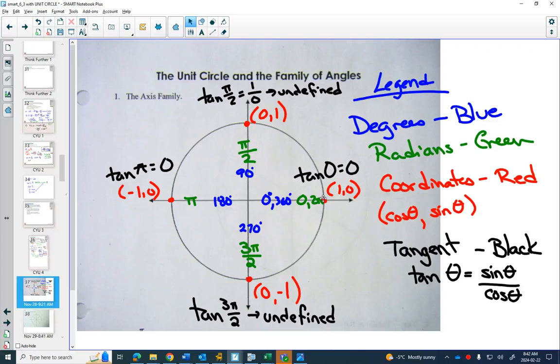And you'd have to know negative angles too. What is sine of negative pi? So sine of negative pi, think, okay, in standard position, negative pi would end at this point right here. Sine is my y-coordinate. So sine of negative pi would be 0.